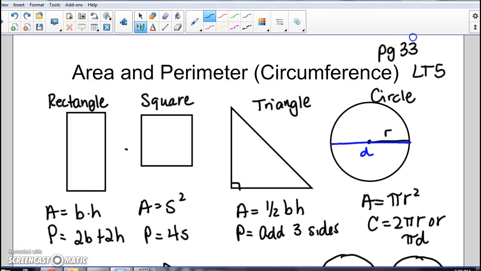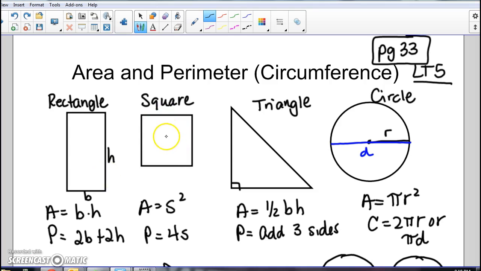So on page 33 in your notebook, you need to label it area and perimeter circumference, learning target 5. From our pre-assessment yesterday, we all seem pretty good with a rectangle. And a rectangle is base times height. And then perimeter is 2 of those bases and 2 of those heights.